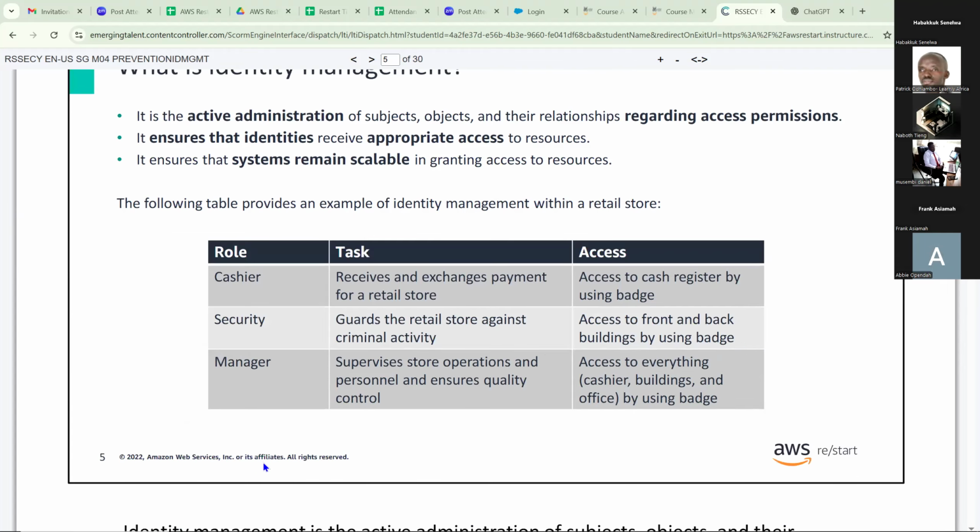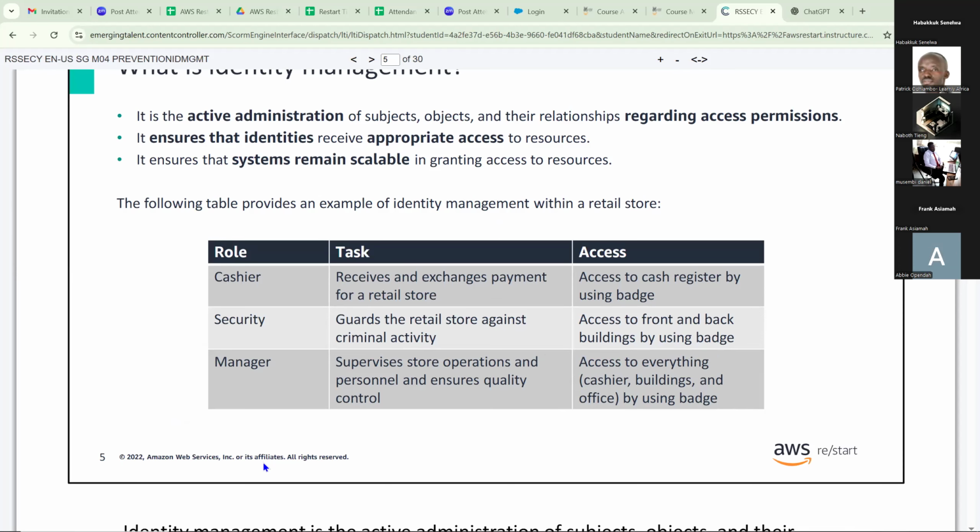And about scalability, it can also go the other way around. Maybe you have this many devs because they are working on this big project, but now you've discovered that part of them need to be moved to a different department, or they were with you temporarily, so you can remove them from the system with ease. That's also part of identity management. Then the following table provides an example of identity management within a retail store.